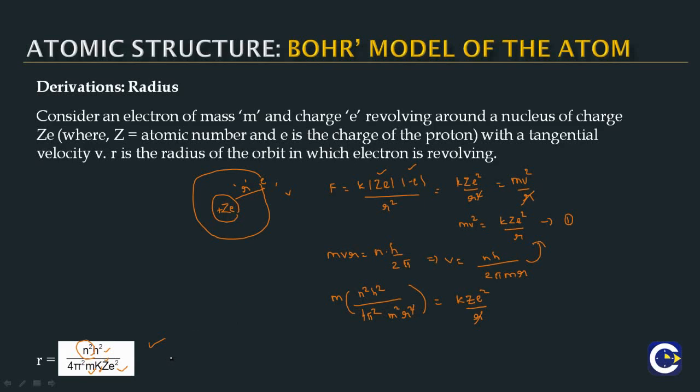On substituting the values of all the constants, we will get that the radius value will be 52.9 picometer into the parameter n square by Z, or in terms of angstrom unit, 0.529 angstroms into n square by Z. So this is the formula for the radius of the orbits in both hydrogen as well as hydrogen-like species.